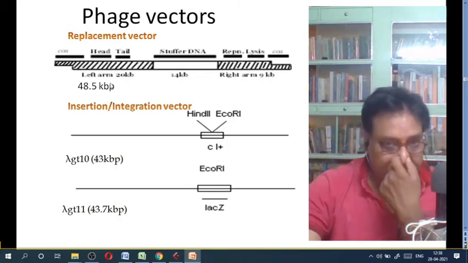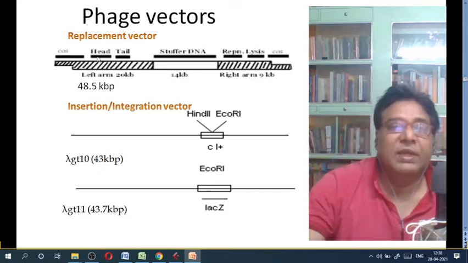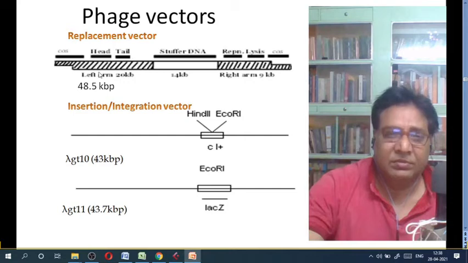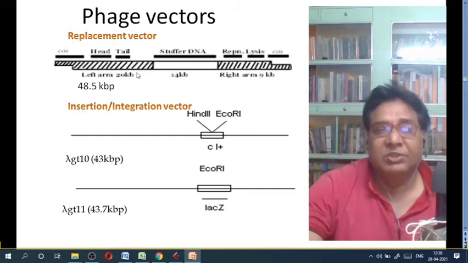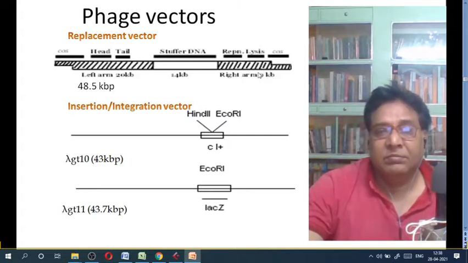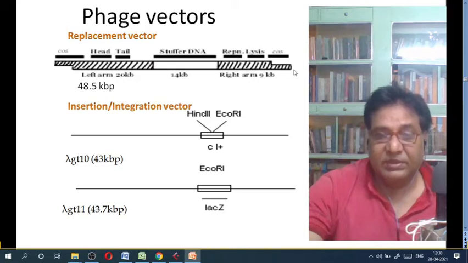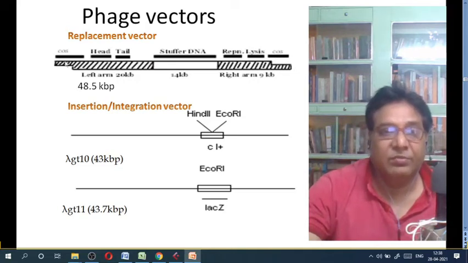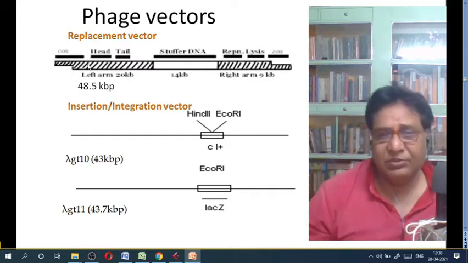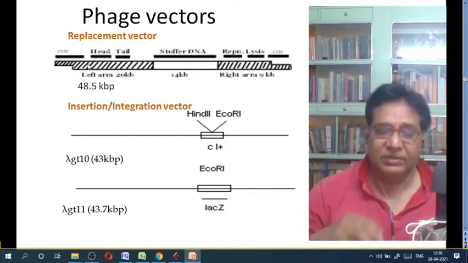The upper portion, the upstream portion, has head and tail and other parts of the structural genes that are present in this genome. The right arm portion has the genes for the lytic cycle and also for the multiplication or replication of the lambda DNA. And these ends are very important. You can see here the cos sites on both ends. These cos sites are responsible for packaging of the phage genome inside the capsid.